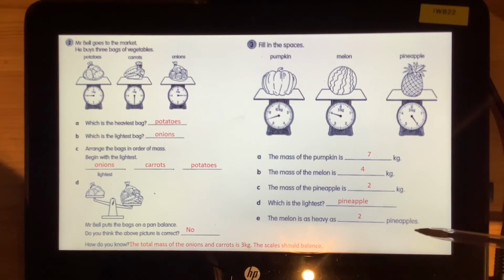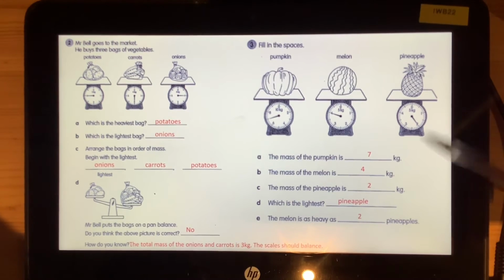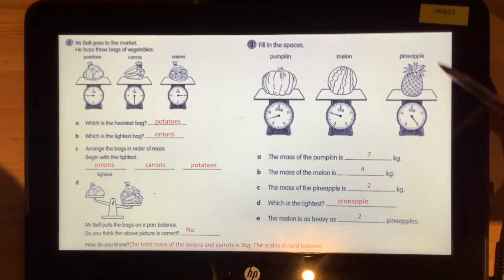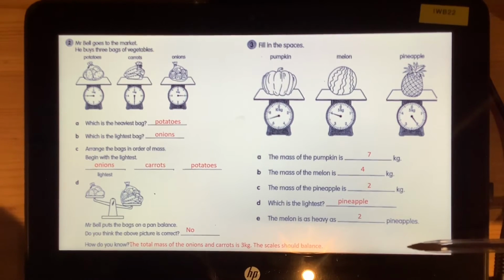And the melon is as heavy as how many pineapples? Well, we know that the melon is 4 kilograms and a pineapple is 2 kilograms. So as a result, the melon is as heavy as 2 pineapples.